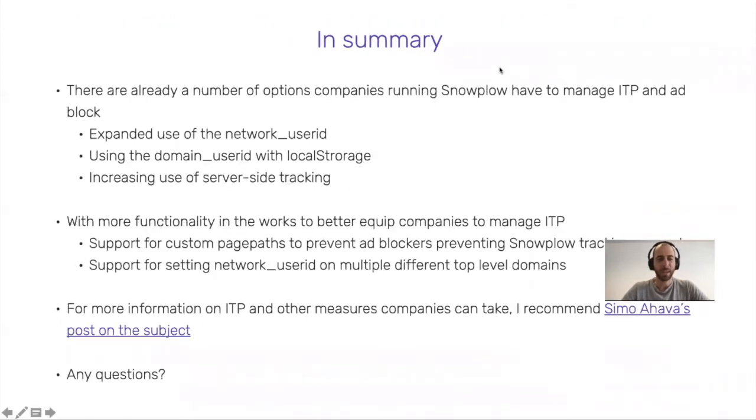Cool. So just to summarize, and then hopefully we can dive into that and more questions. There are already a number of options that the companies running Snowplow have to help mitigate the impact of ITP and Ad Block. Expanded use of the network user ID is number one. Potentially using domain user ID with local storage, if that's applicable in your use case, and increasing use of server-side tracking.